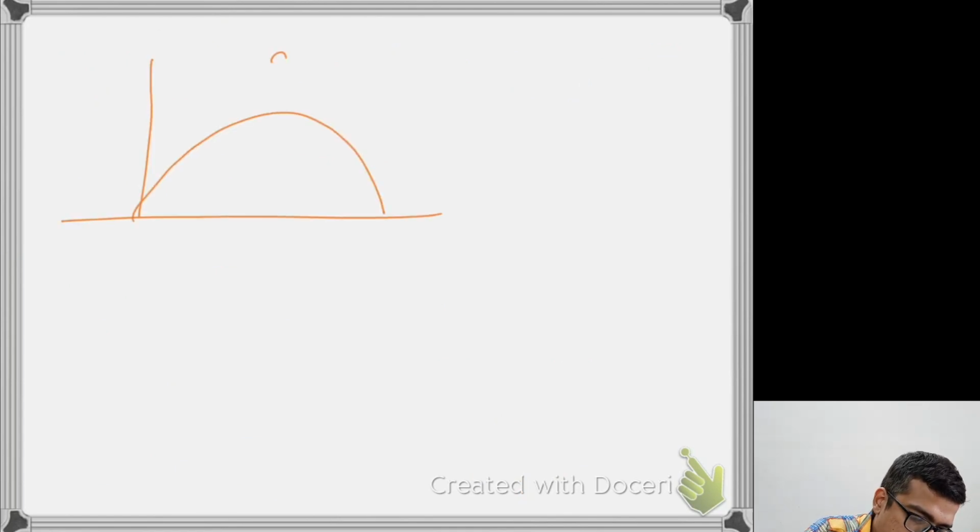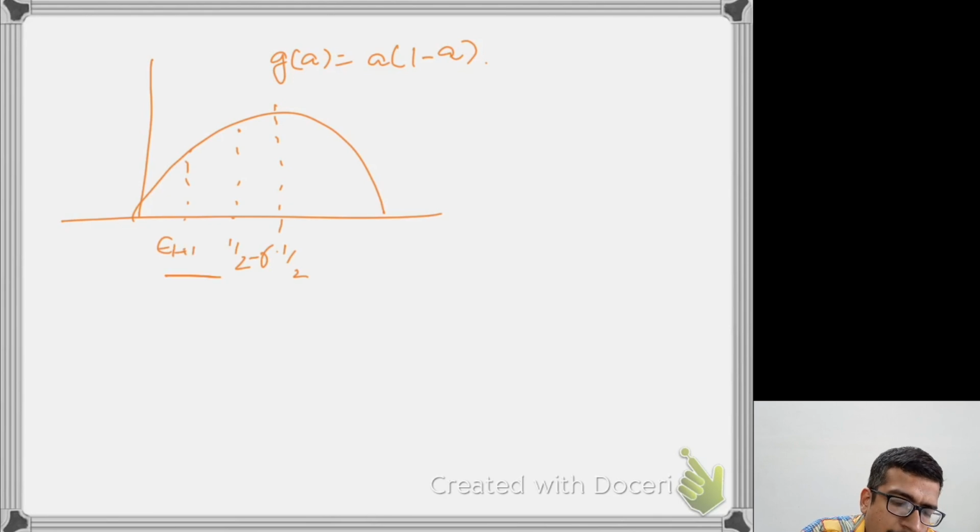So okay, let's redraw it. We have this function g(a), which equals a times (1 minus a). So this is the value half, this is half minus gamma, and this is epsilon_{t+1}. So for epsilon_{t+1} less than or equal to half minus gamma, we have that g at epsilon_{t+1} is less than or equal to g at half minus gamma. So essentially, we are below half minus gamma.